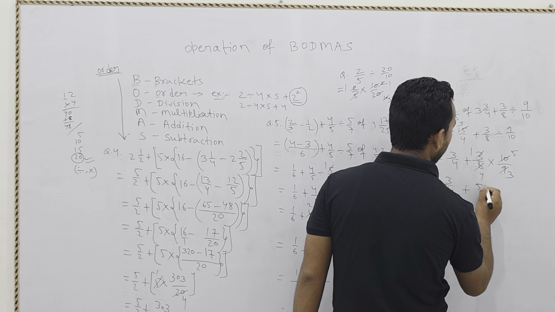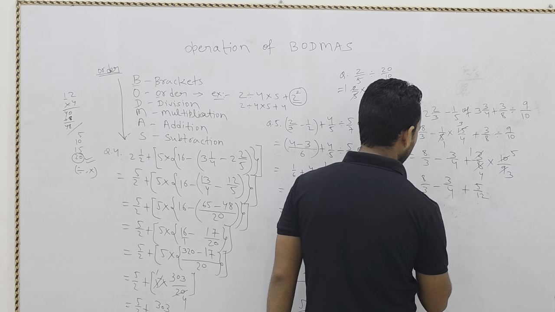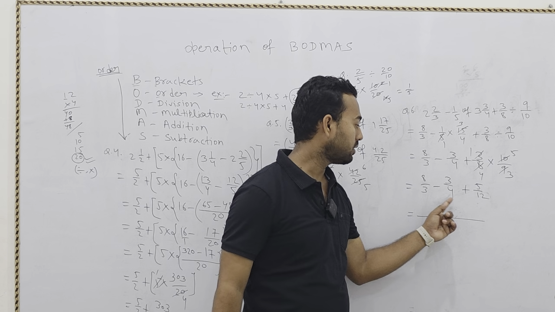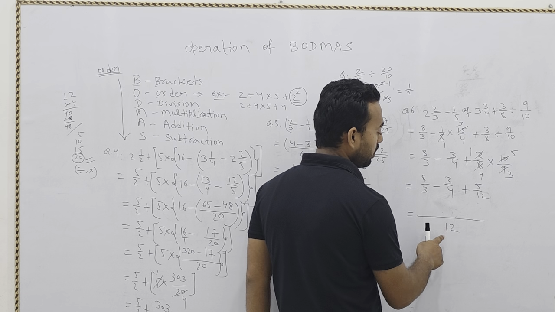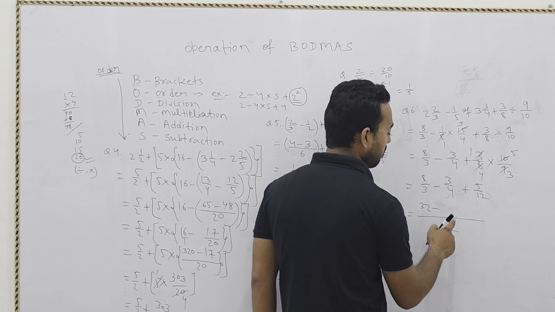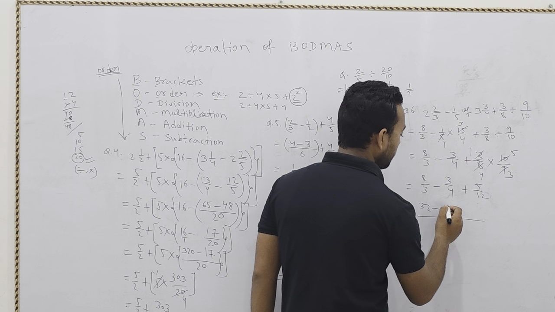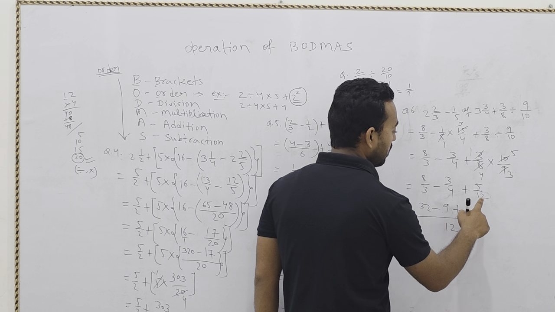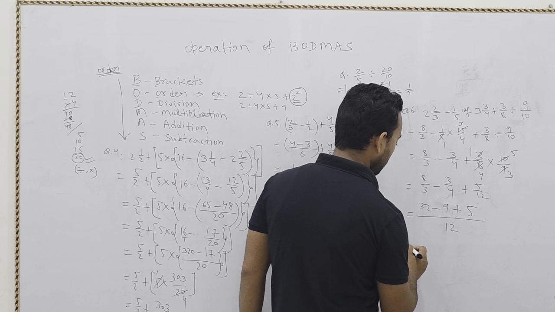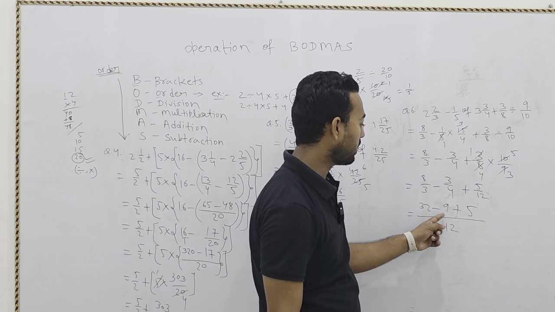plus 5 by 12. So here what will come, LCM? Which one is larger? 12. And in the table of 12 all will come. So here LCM will be 12. और 3 का टेबल में 12 4 बार में, 4 मल्टीप्लाई 8, 32. माइनस 4 के टेबल में 12 3 बार में, 3 मल्टीप्लाई 3, 9. प्लस 12 के टेबल में 12 एक बार में, 1 मल्टीप्लाई 5, this is 5. So here now you can see plus minus plus.